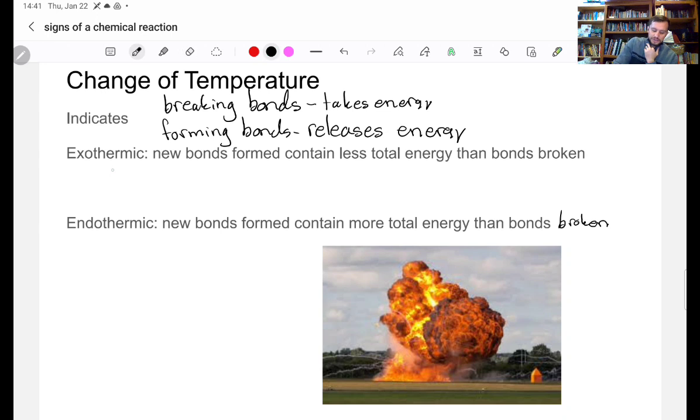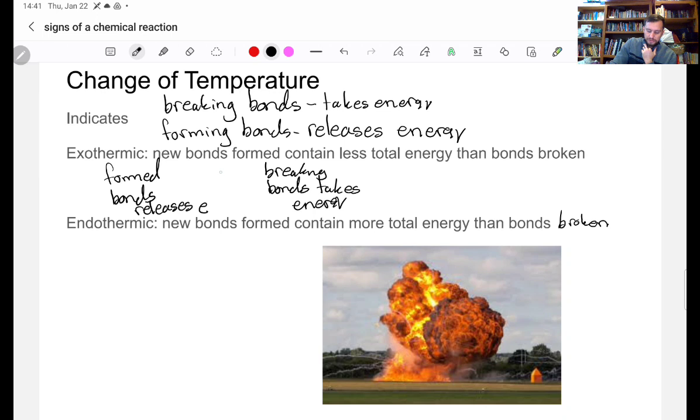Okay? So if it's exothermic, then the released energy is greater. How can I put this? The formed bonds release energy, and the breaking bonds take energy. And so if it's exothermic, the new formed bonds release more energy than the breaking bonds required. And if it's endothermic, it's the other way around, where the new formed bonds don't release as much energy as the old bonds broken required.